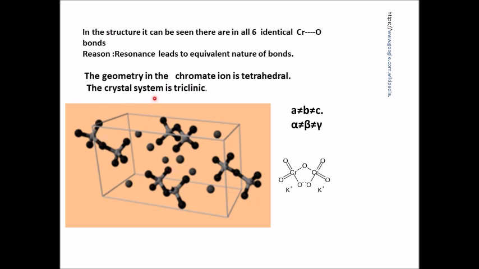Now, the geometry in the chromate ion is tetrahedral. The crystal structure is triclinic. So, we have the crystal parameters a not equal to b, not equal to c, alpha not equal to beta, not equal to gamma. This is the structure of K2Cr2O7, one molecule of K2Cr2O7 rich in 2 CrO3 molecules.